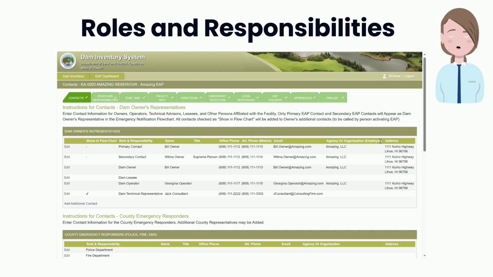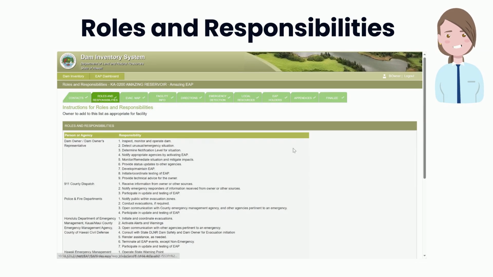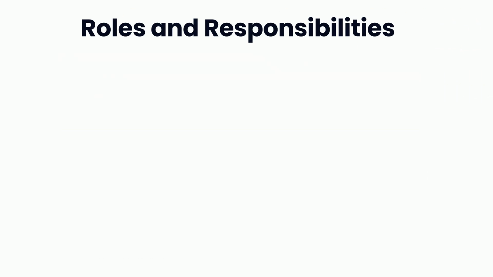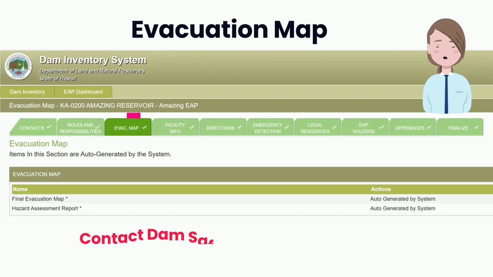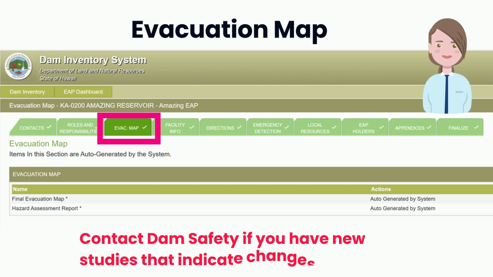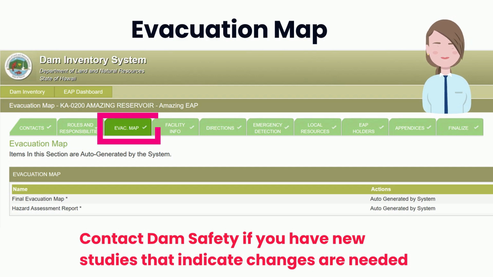Bill can add additional roles and responsibilities to this section to reflect the roles and responsibilities within the dam owner's organization. The evacuation map is auto-generated. Contact Dam Safety if you have new studies that indicate changes are needed.